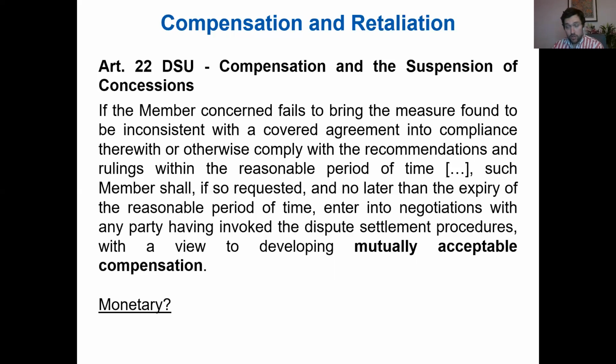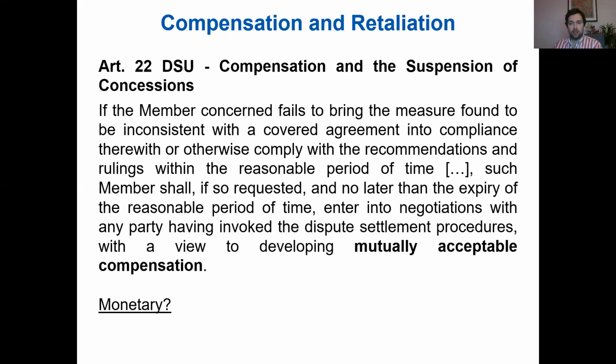So the first option is to find a mutually acceptable compensation that should be discussed before the expiry of the reasonable length of time, and it should be reached with any party that has invoked the dispute. There can be several complainants about one and the same measure, and therefore each of those complainants will have its own individual right for compensation.